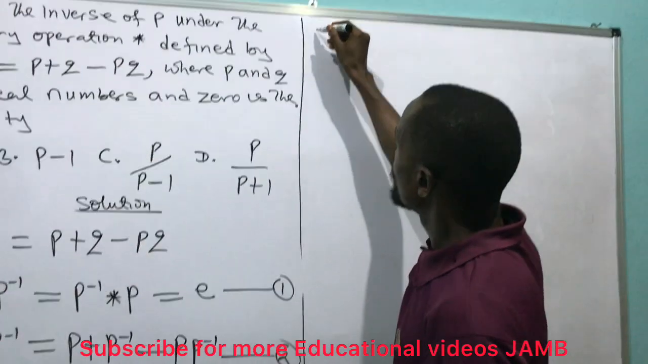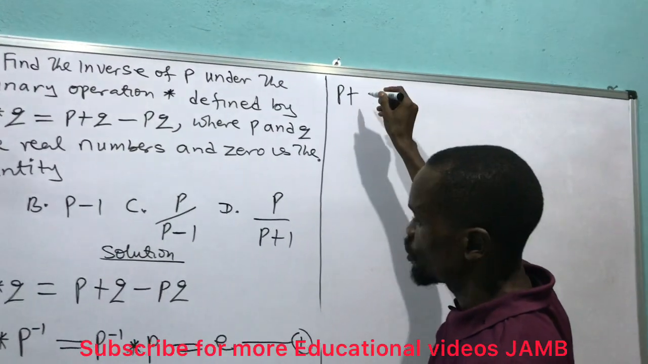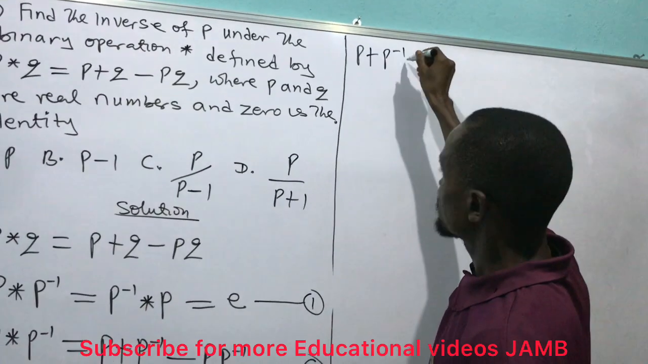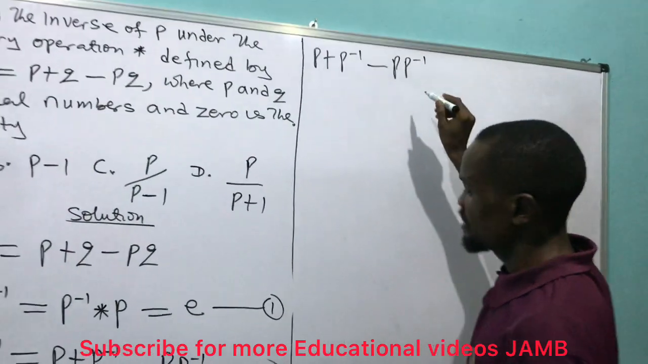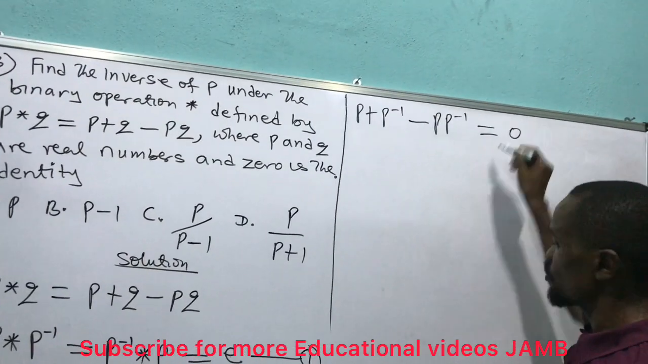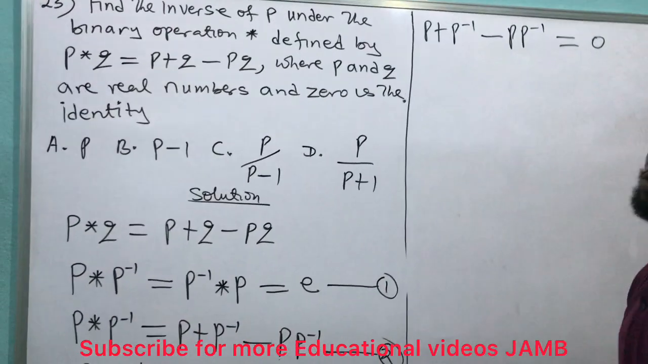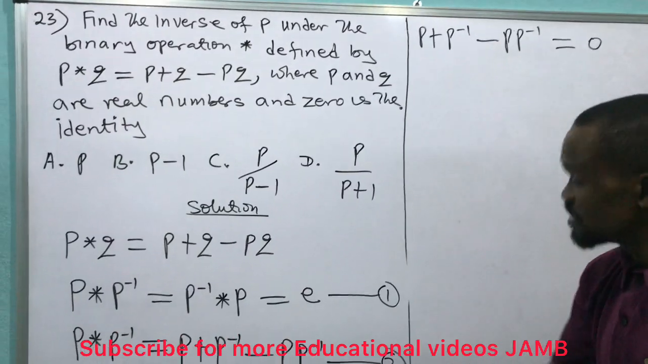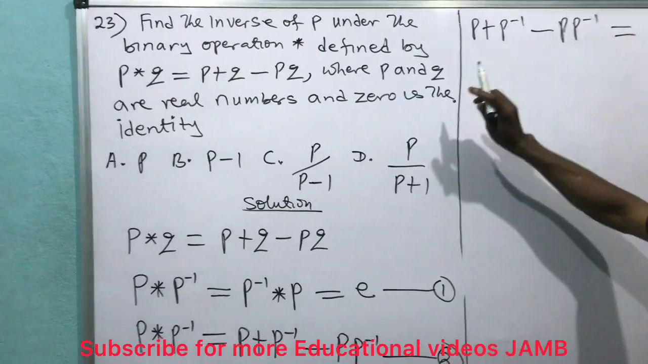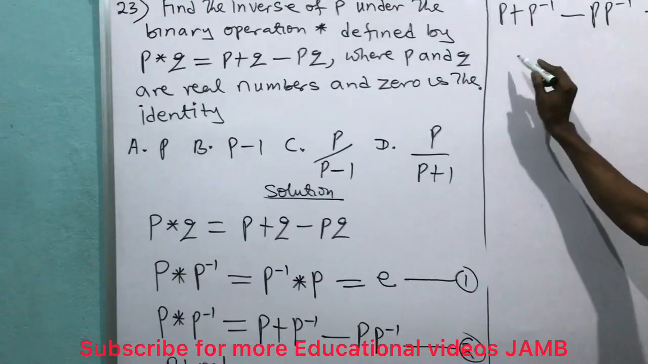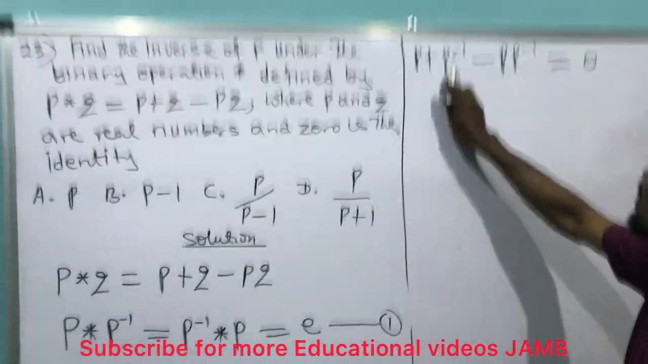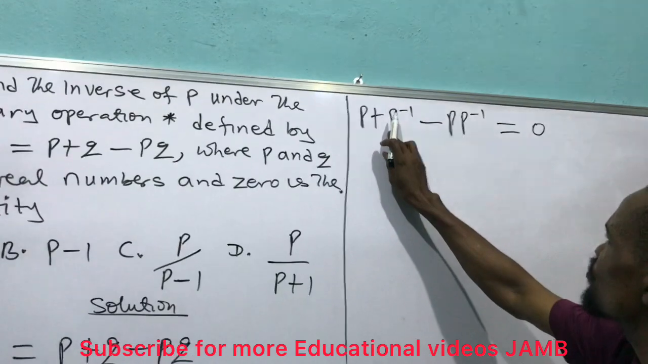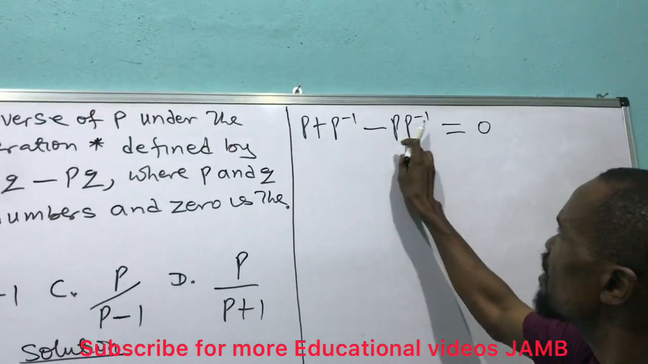I can say P plus the inverse minus P times its inverse is equal to 0, since the identity element is equal to 0. Then making the inverse the subject of the formula, making the inverse of P the subject of the formula, I can say the inverse of P is here, inverse of P is here. What is common there? Inverse of P.